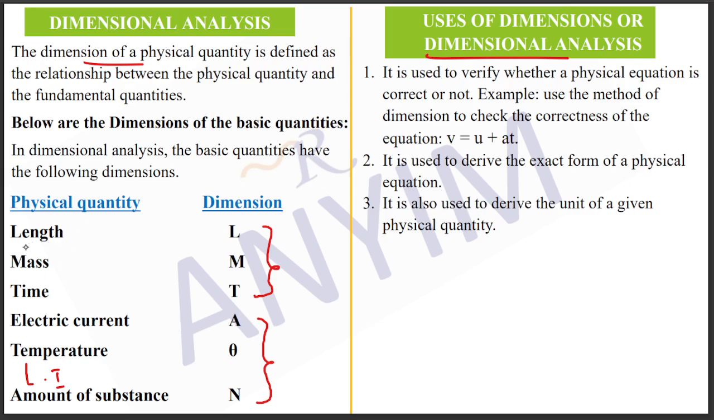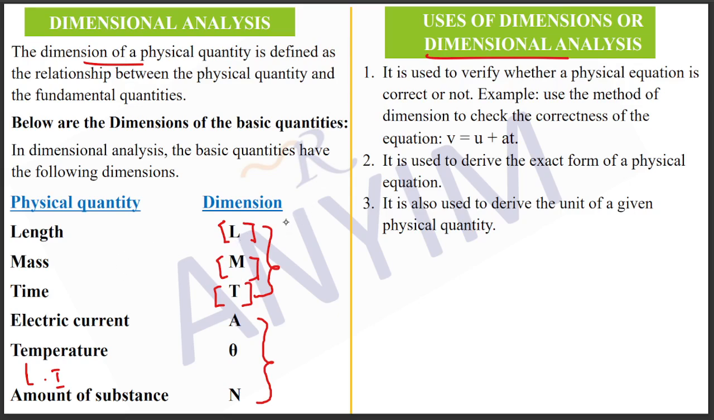So the dimension for length is L, but we use square brackets, so it has to be enclosed in square brackets like this, okay? So just pay attention to these first three fundamental quantities. Is that okay? And their dimensions.